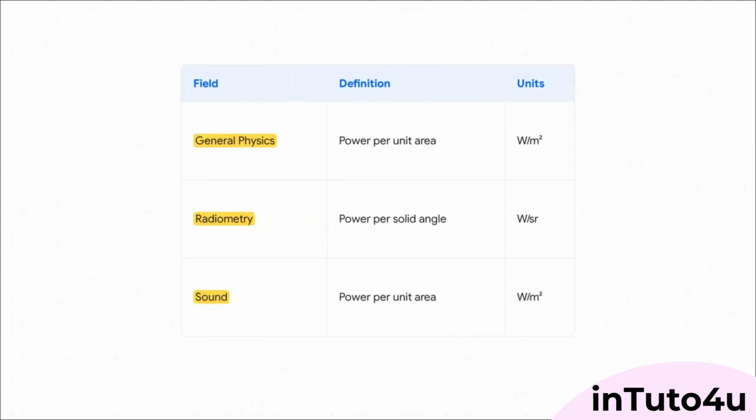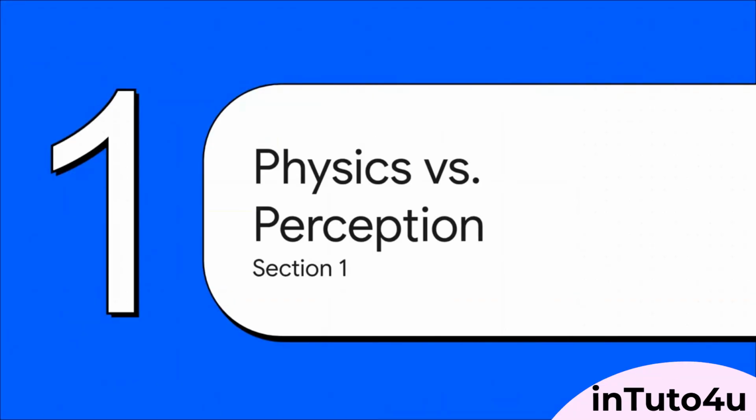In your average physics class, intensity is just power spread over an area. Simple enough. But in radiometry, the science of measuring light, it's power shot out in a specific direction. And for sound, it's something different again. This isn't just about splitting hairs. It's a clue that we're dealing with a much bigger, more fundamental issue. And that brings us right to the heart of the matter, this constant battle between two different worlds, the world of pure physics and the world of human perception.